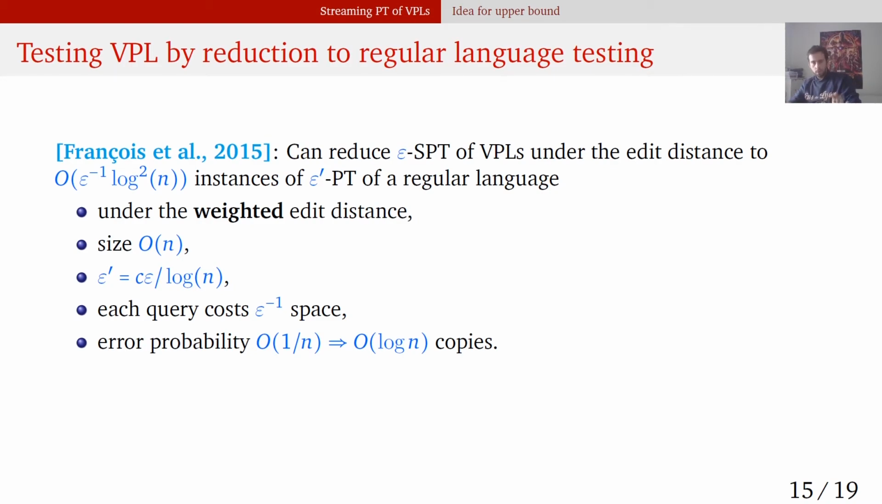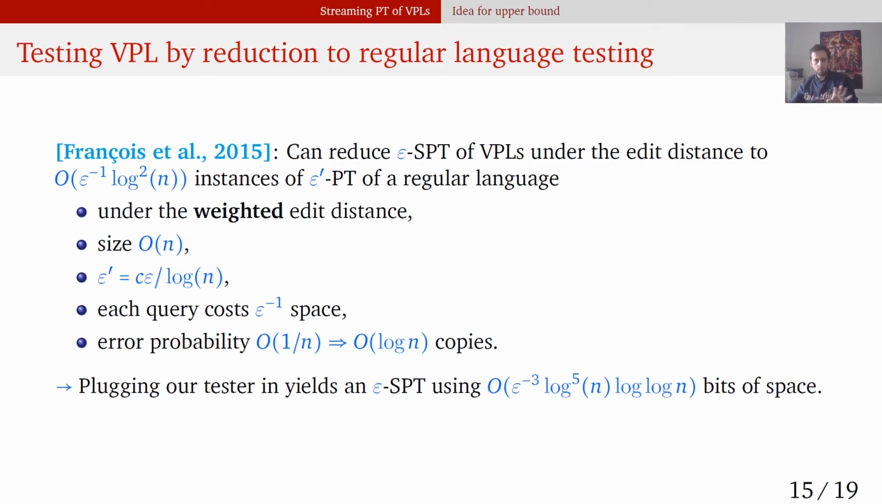And so when you add up all of this and plug in our tester for regular languages, you actually get an epsilon SPT that uses epsilon to the minus 3 log n to the 5 log n bits of space. So this is a straightforward application of the construction of François et al. Now I'm going to give you more details about our lower bound, which is not a straightforward application of our previous lower bound.